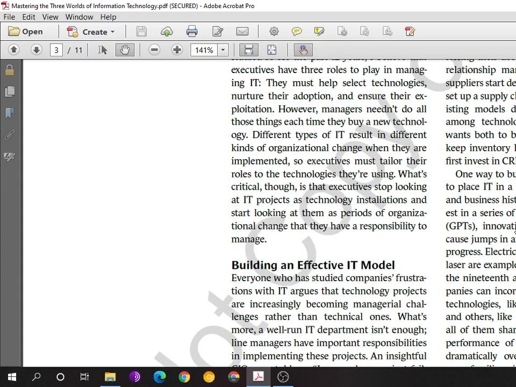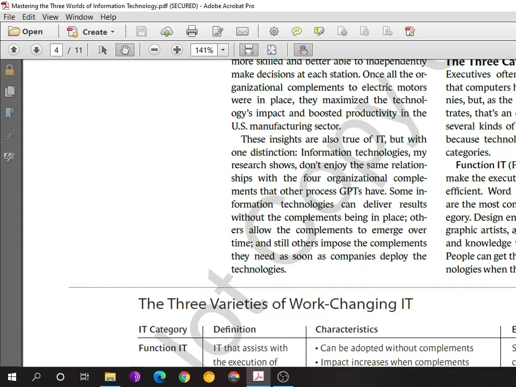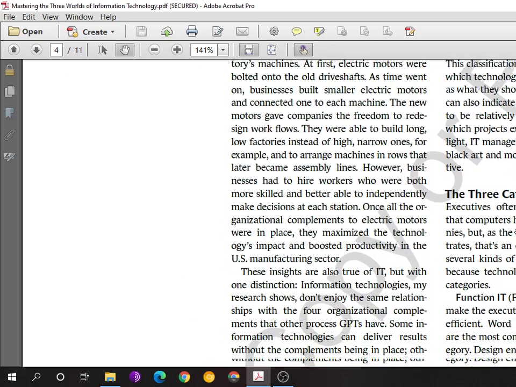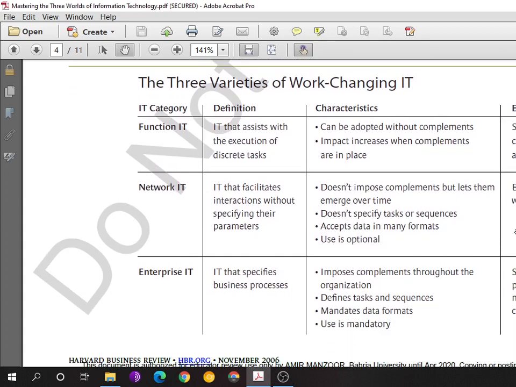So they talk about how you need to have the right kind of technologies in place. He's given an example. In his article, he talks about the fact that a good theory groups important phenomena into categories, and within those categories it makes statements of cause and effect. So when we're looking at the theory that we build right now, we need to keep this in mind. This article specifically talks about three categories of IT, and there's a very nice table given here, dividing it into three categories. The first one is functional IT, the second is network IT, the third is enterprise IT.